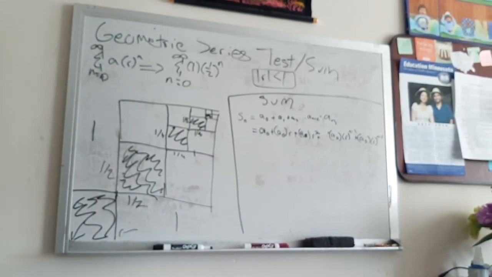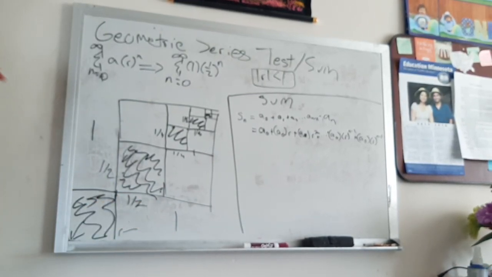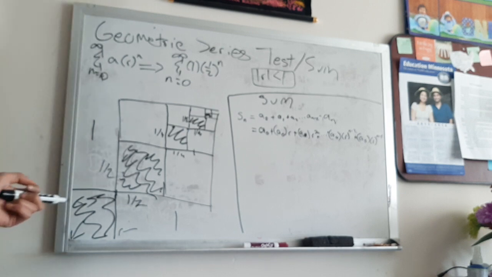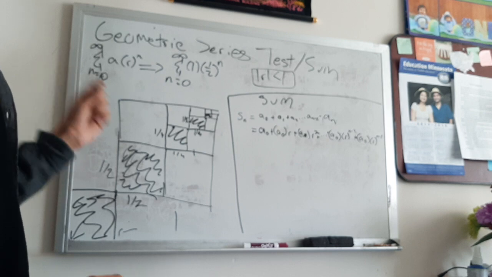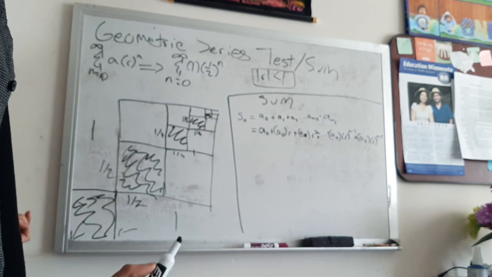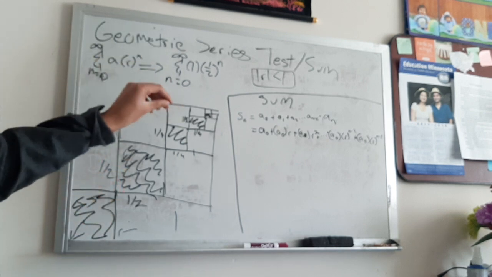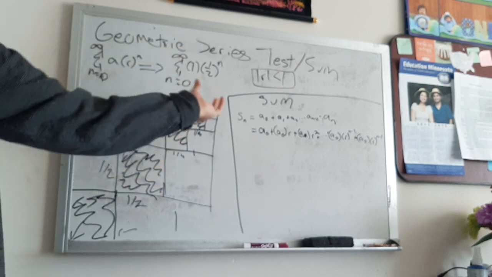So this one might look a little scary, but it should be a lot easier than alternating series. So, the geometric series test. Just to prove convergence, the big idea is it's called a geometric series because you can visualize it with geometry.